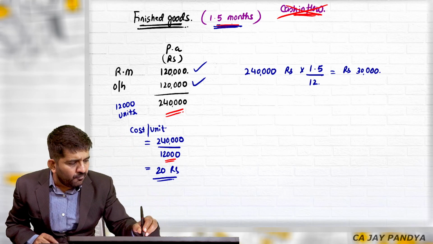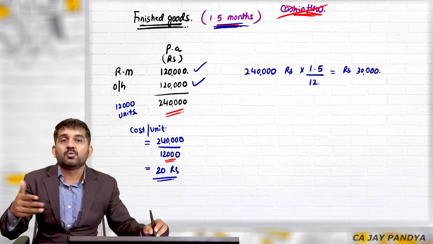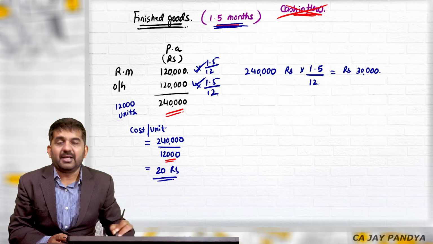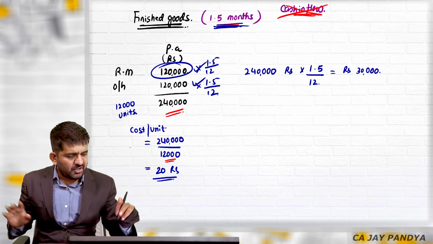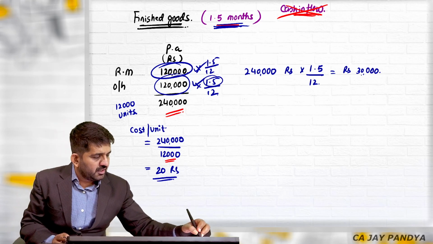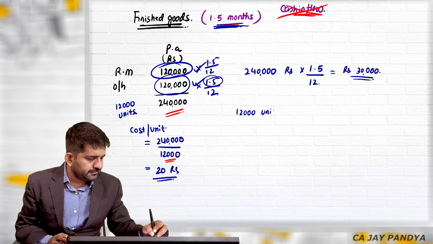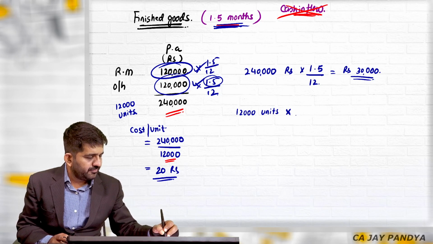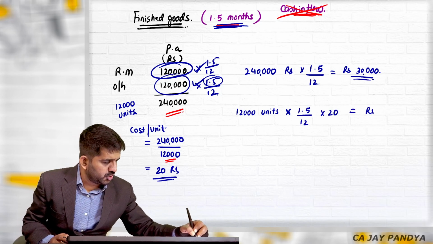So if you want to wait 1.5 months, you cannot just sit and wait for 1.5 months. So this cost will start. See what you are doing? 1.5 divided by 12 into 1.5 divided by 12. So your raw material cost will be incurred for the next 1.5 months. You will not be getting any cash inflow. Your overhead cost will also be incurred for 1.5 months. You will not be getting additional cash flow. So this is rupees 30,000. What is this? I'll tell you. 12,000 units multiplied by 1.5 divided by 12 multiplied by 20. This answer is also rupees 30,000.